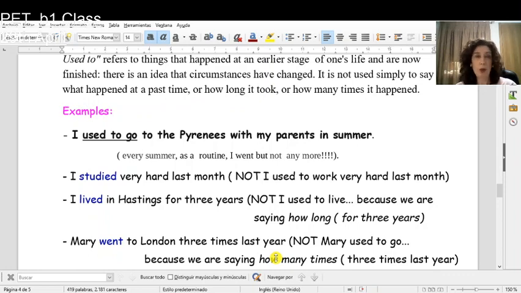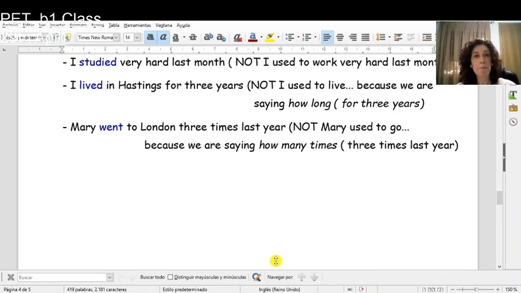And it's very important, used to, because when you are asked to write or to speak about your routines, your habits in your past, or your changes in life, you have to use used to plus infinitive. You understand? You have more practice now. I send it by mail.